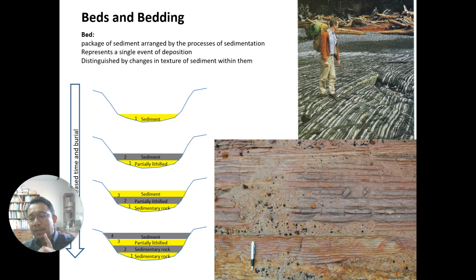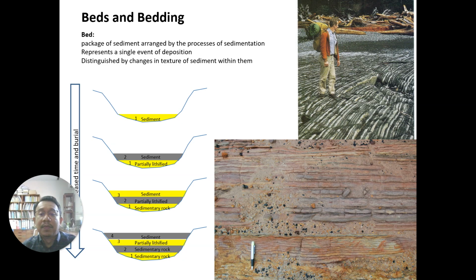But I think the most basic kind of sedimentary structure that you need to know is what we call the bed. Okay, and what's a bed? It's a package of sediment arranged by the processes of sedimentation. It represents a single event of deposition, and you can distinguish individual beds by changes in the texture of a sediment within them. So what is a bed? It's basically just a layer of sediment deposit, right? So it's a layer. It has a thickness, it has a top, it has a base. And it was deposited during a single event.